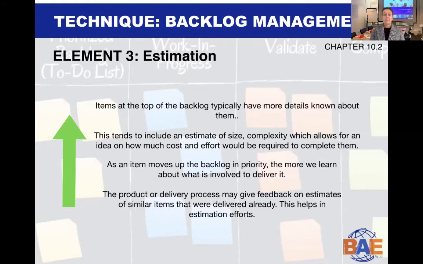As an item moves up the backlog priority, the more we learn about what's involved to deliver it. Because if you think about that, if an item is still quite vague, but it does have a high priority, that means that because it's got a high priority, we will spend time to elaborate and understand more details about this item, which will enable us then to do better estimation. So the product or delivery process may give feedback on estimates of similar items that we've already delivered, and this will also help us with estimation.